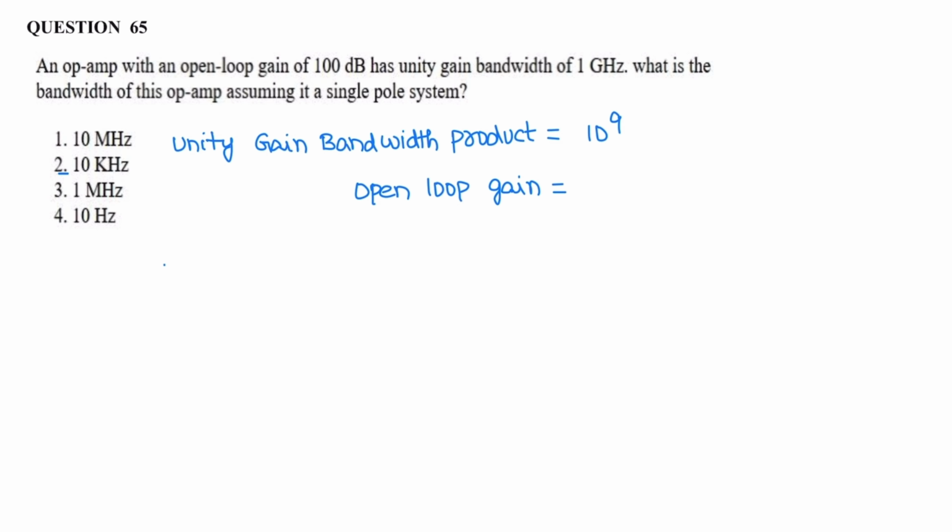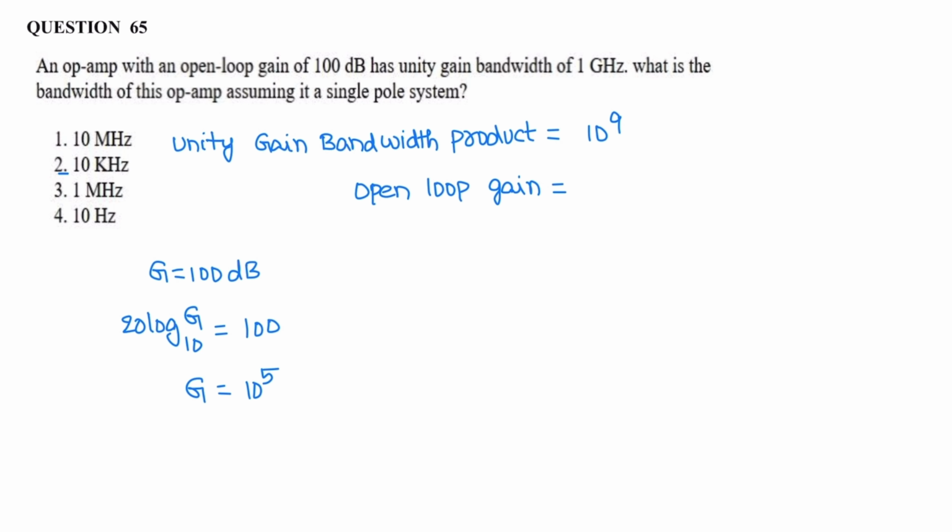Gain is also given. Gain is 100 dB. So convert this gain, dB, into normal values. 20 log gain base 10 is 100. So from this, gain is 10 power 5.